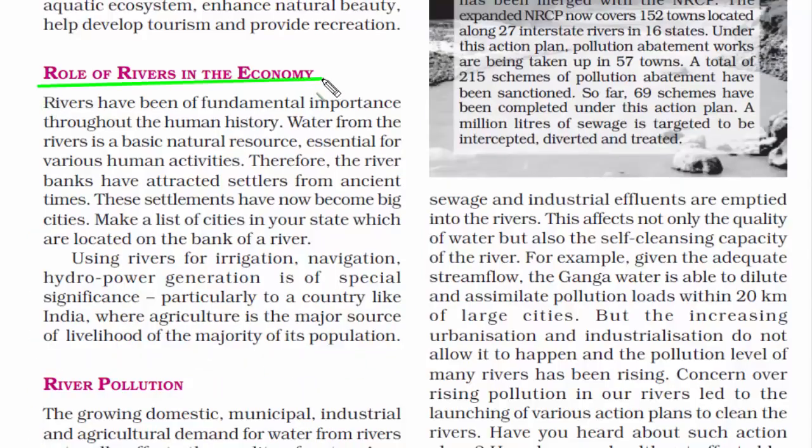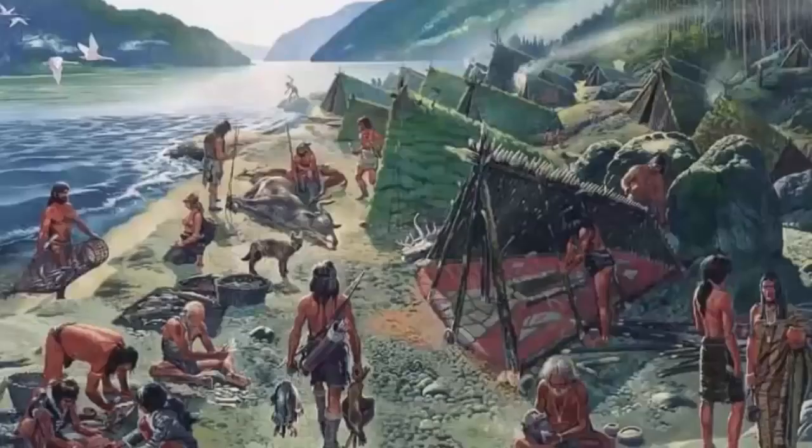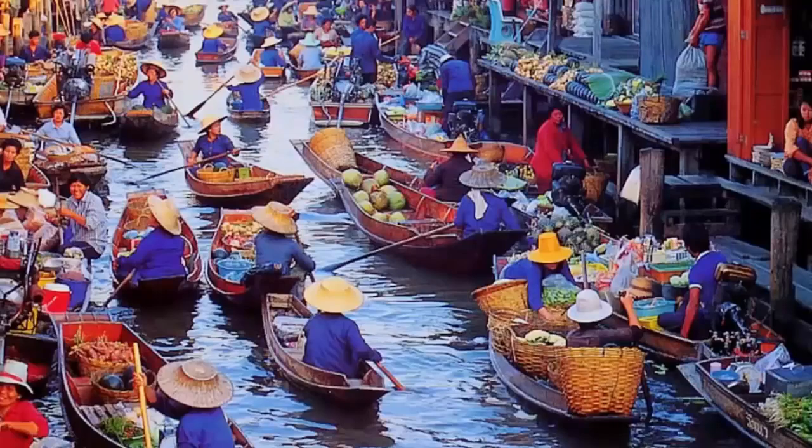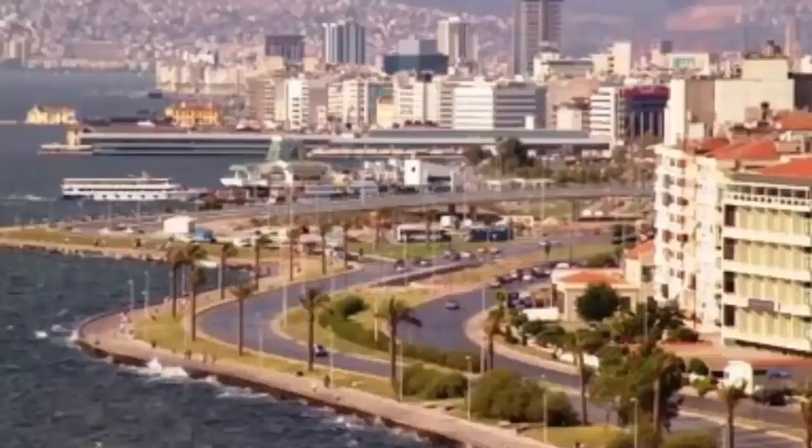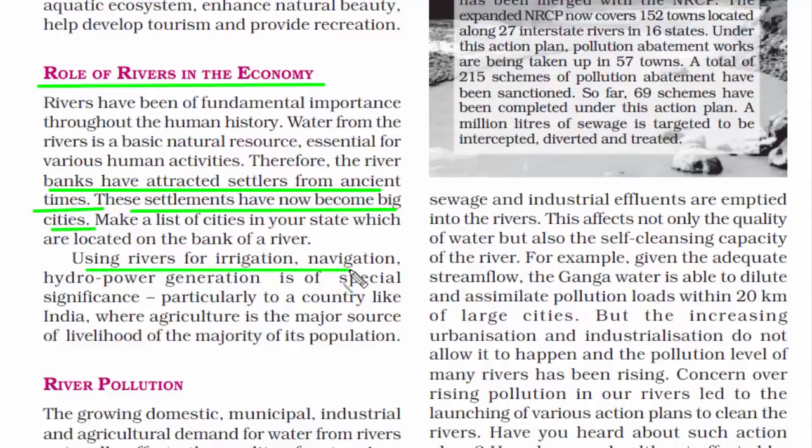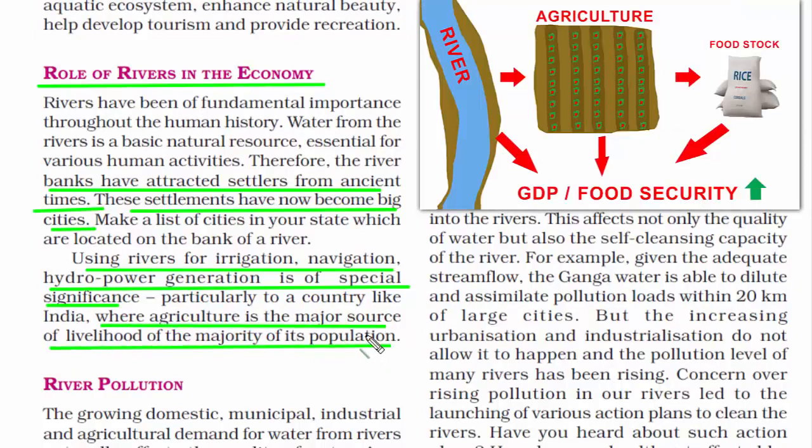So what is the role of rivers in the economy? So if you see, from ancient times, civilization has settled near river banks, and these settlements have now become huge cities. So today we use rivers for irrigation, navigation, hydropower generation. And since India is an agrarian country, which means majority of the people are engaged in agriculture, so rivers play a vital role in supplying water and thus adding economic value to the country.